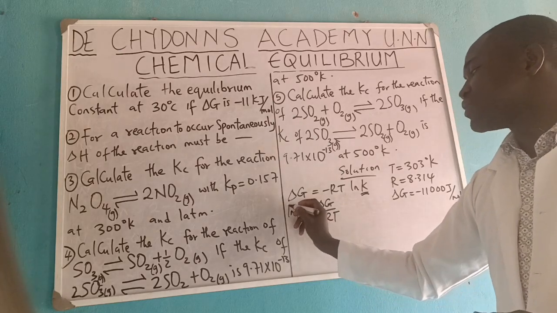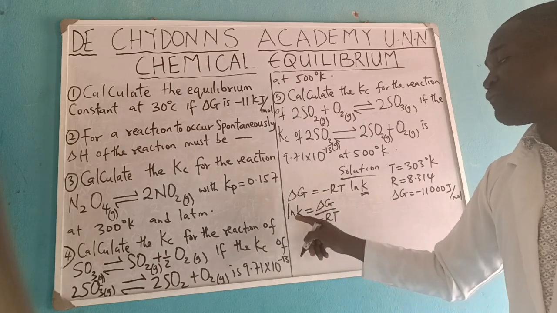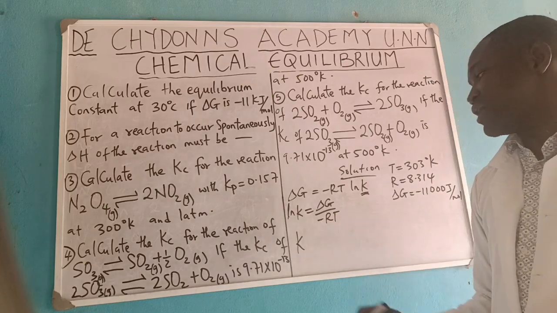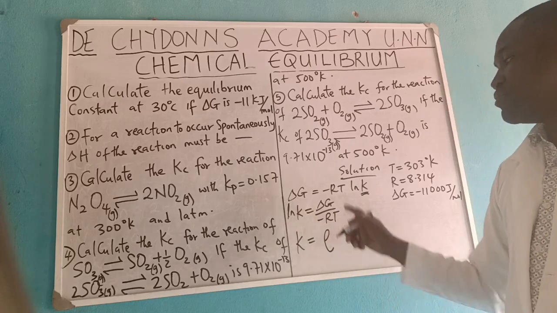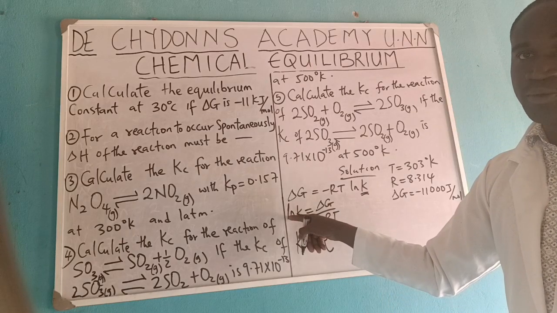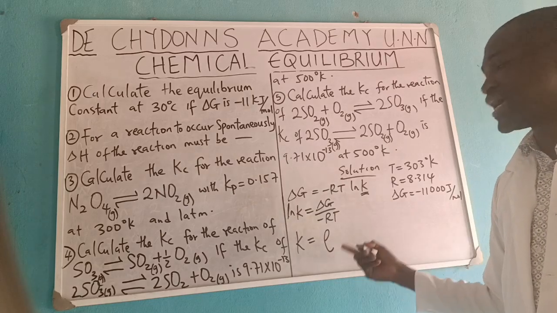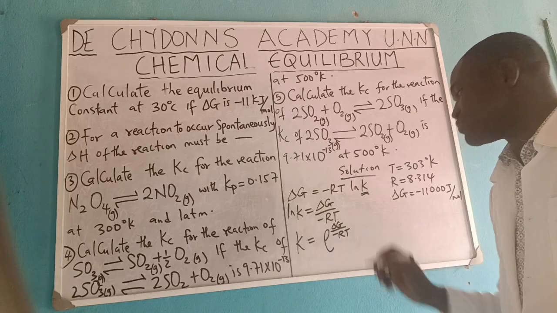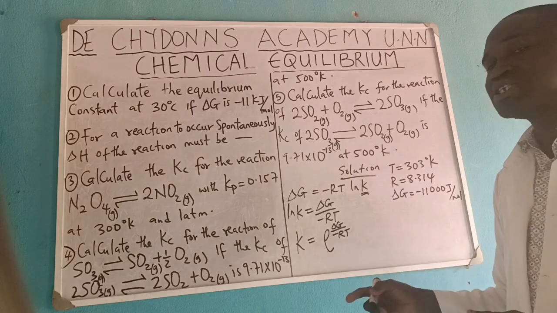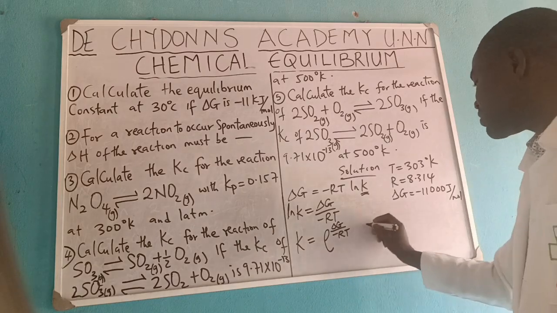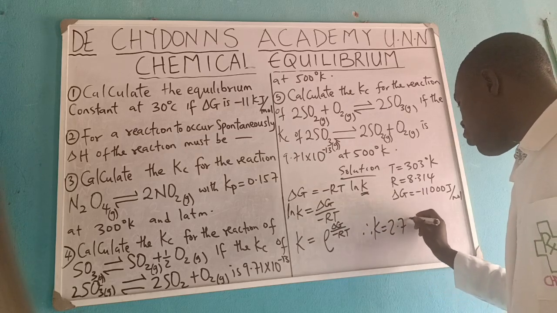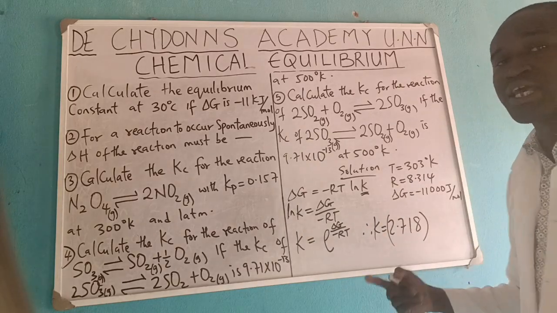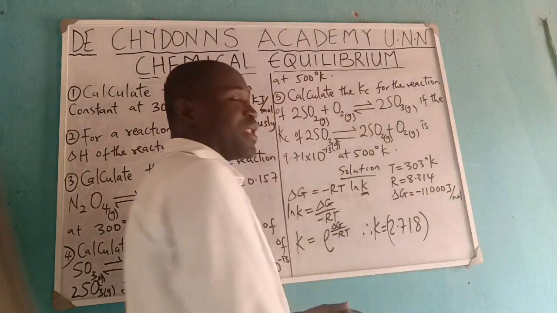Now, if you are removing ln from one side of the equation, the opposite of ln is exponential. That E you know. Because I remove ln from one side, I will be putting exponential at the other side. Exponential raised to the power of change in G all over minus RT. In mathematics, exponential is equivalent to 2.718. Anytime you see 2.718, it simply means exponential.